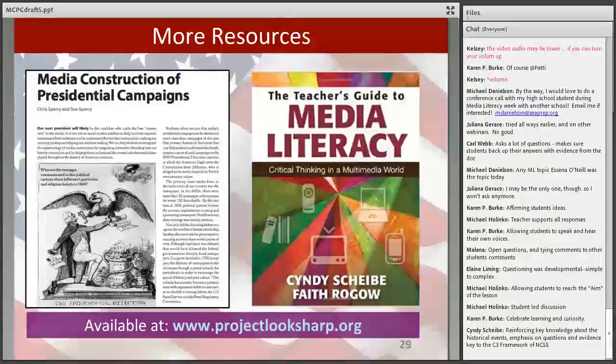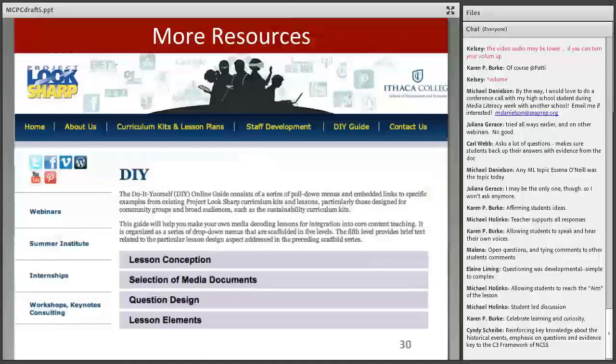There's some more resources I want to point you to available at the Project Look Sharp website, all free, of course. An article on media construction of presidential campaigns, if you're particularly teaching to this topic, that can be found in the articles tab. And then also the Teacher's Guide to Media Literacy. Cindy Scheib, who you heard at the very outset, and Faith Rogo have written probably the most important collection for teachers on how to really implement critical thinking in the classroom in a multimedia world.